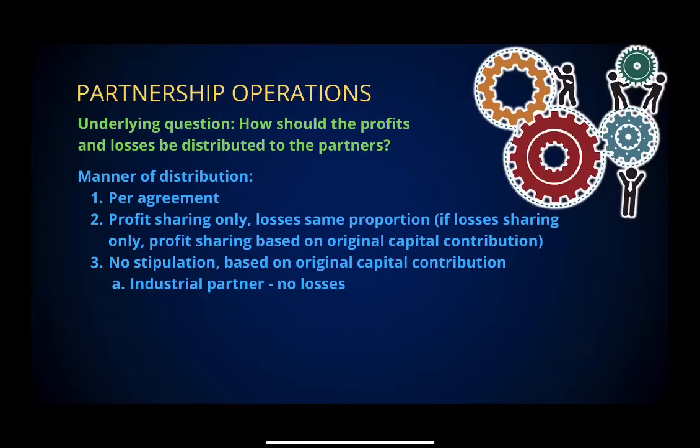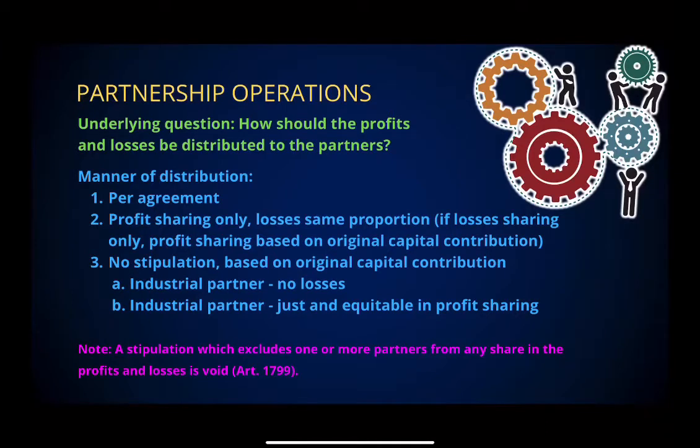However, for an industrial partner, he shall not be liable for any losses. And as for the profits, the industrial partner shall receive such share as may be just and equitable under the circumstances. In most cases, this is equal to the distribution to the capitalist partner with the least amount of share. We also have to take note that a stipulation which excludes one or more partners from any share in the profits and losses is void.